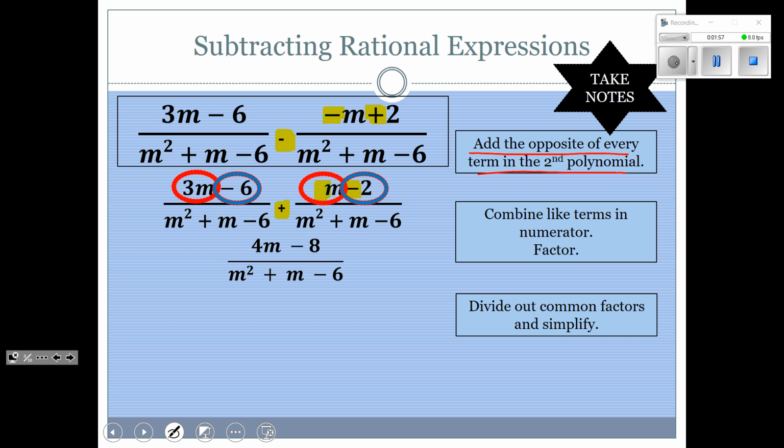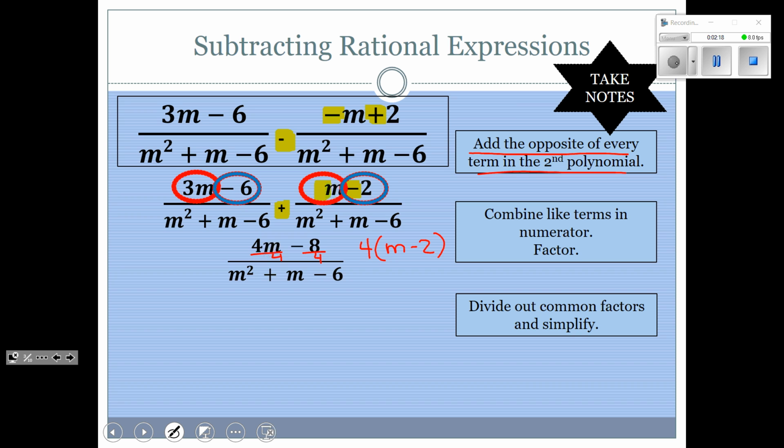Now we go back to our previous lesson on simplifying. In order to simplify rational expressions, you're going to have to factor, factor, factor. So we look at the numerator. It's not the difference of two perfect squares, but we can pull out the greatest common factor, which would be 4. And if we divide each term by 4, you're left with m minus 2.